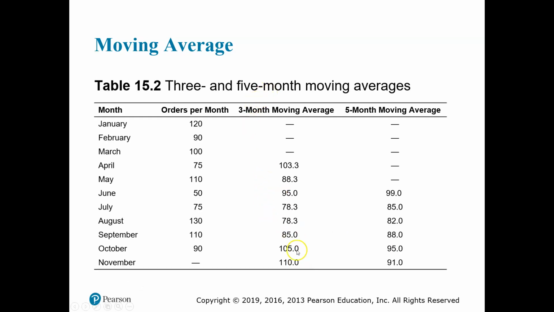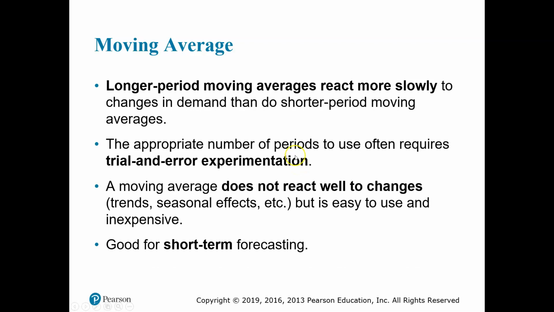So this is what we've done. There's a number. So it's just some elements of the moving average. A longer period moving average, like the 5-month, reacts more slowly to changes in demand than do the shorter period moving averages. The appropriate number of periods to use often requires trial and error. So we did 2, and we're going to see later on which one is going to be preferred. As it says there, it's good for short-term forecasting. We're going to be using this generally for predicting or forecasting one extra time period.